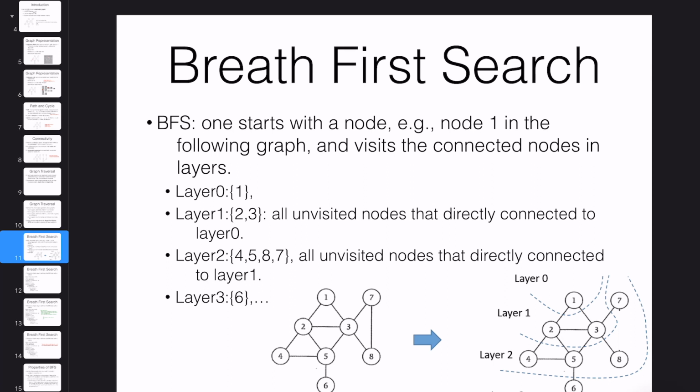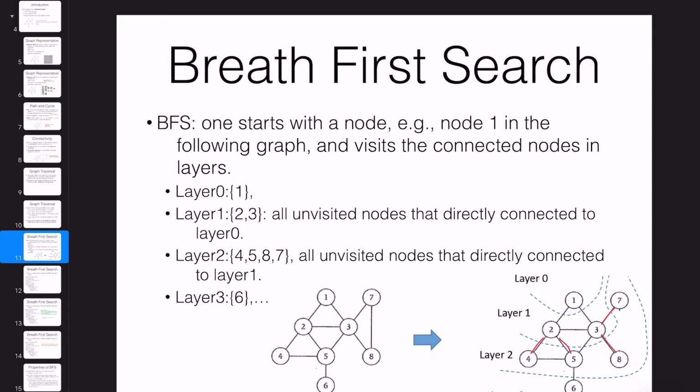So for 2, this is going to actually cover 2, 4 and 5, and 3 has connections to 2, 1, 5, 8 and 7. So we don't actually cover the connection to 1, which has been visited, 2 has been visited, 5 has been visited. So you consider the connection between 8 and 7. So 8 and 7 will also be visited in level 2.